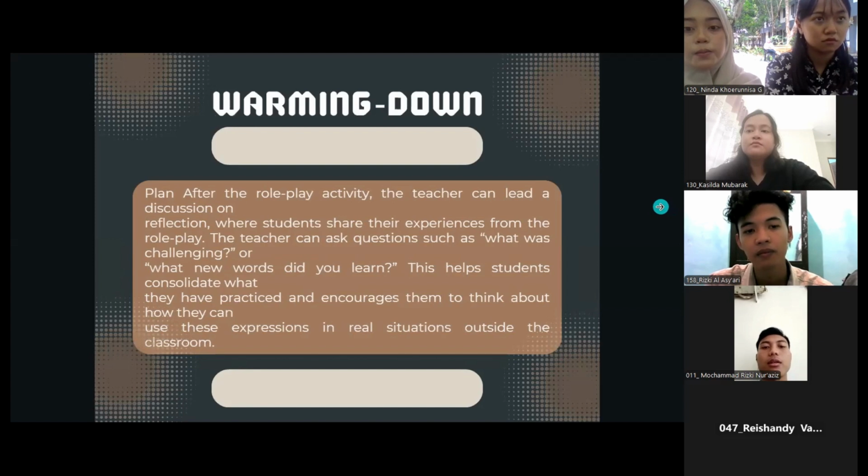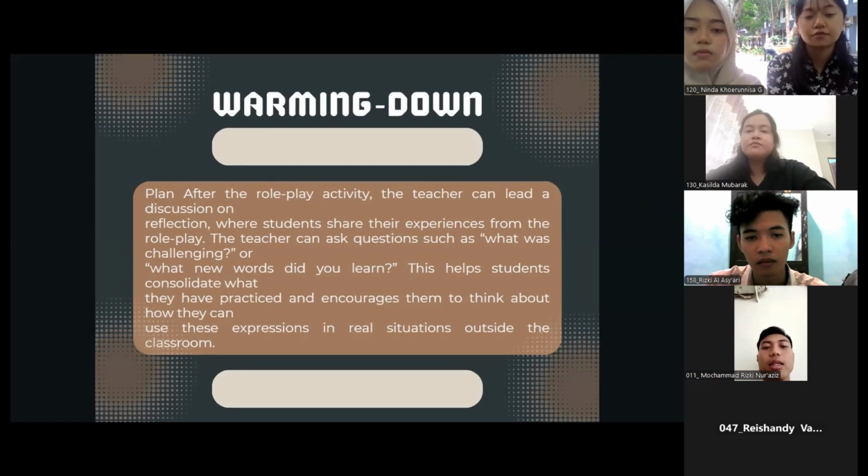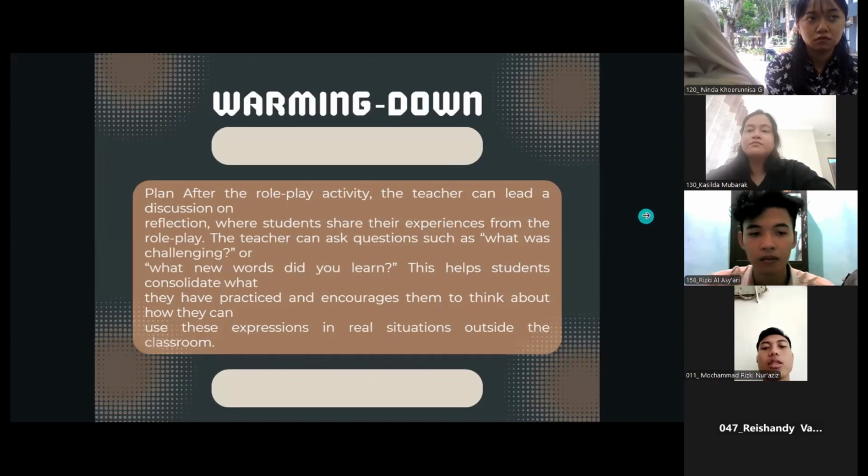In the warming down, after the role play activity, the teacher can lead a discussion on reflection, where students share their experiences from the role play. The teacher can ask questions such as what was challenging or what new word did you learn? And this helps students consolidate what they have practiced and encourages them to think about how they can use this expression in real situations outside the classroom.